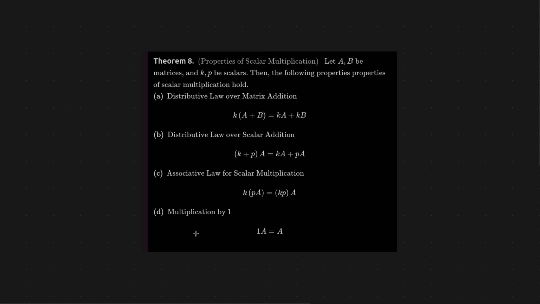And then multiplication by 1. If I multiply any matrix by 1, I just get the same matrix back. Again, these properties, I'm not going to prove them. They're very similar to what we did for vector operations, and they follow because these laws hold when we just multiply numbers together.